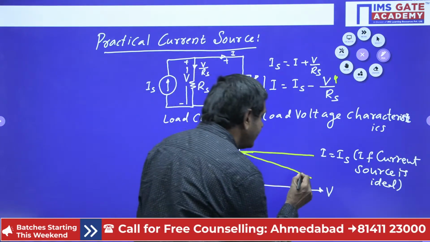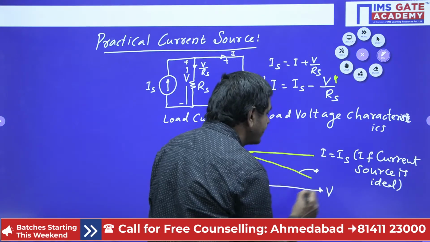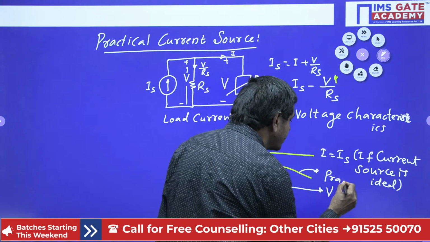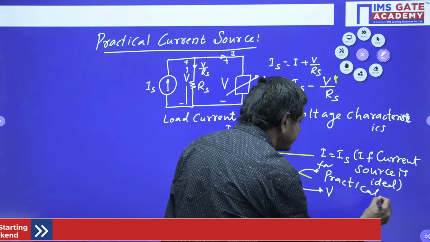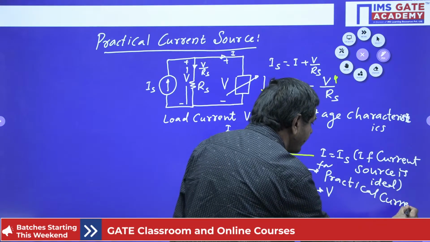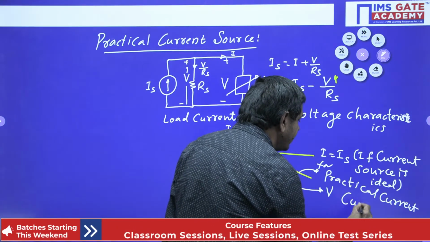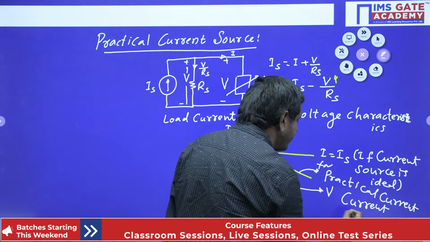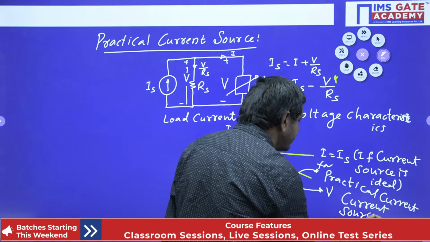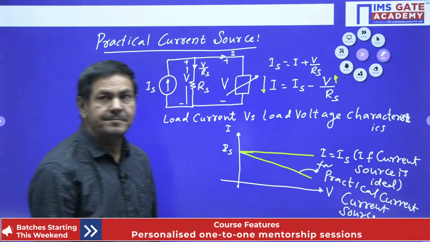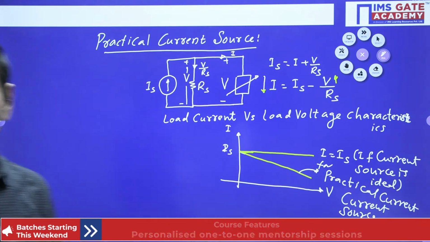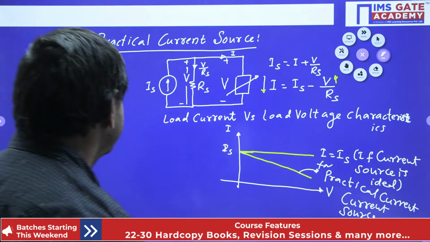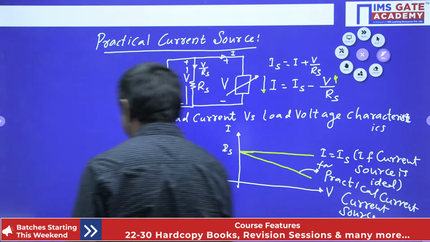This is for what? This is for a practical current source. For a practical current source, I can draw in this way. That way we can draw it. I think you followed what the current source and the voltage source are here. The next one. But the ideal sources are completed now.